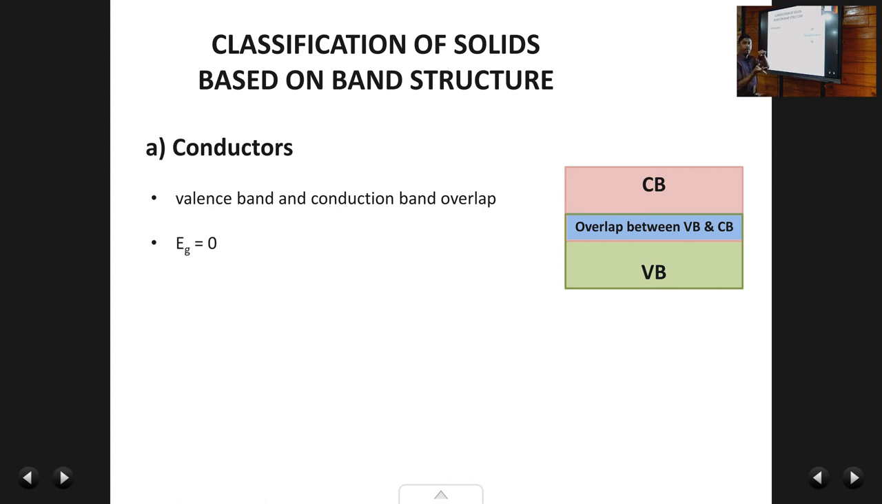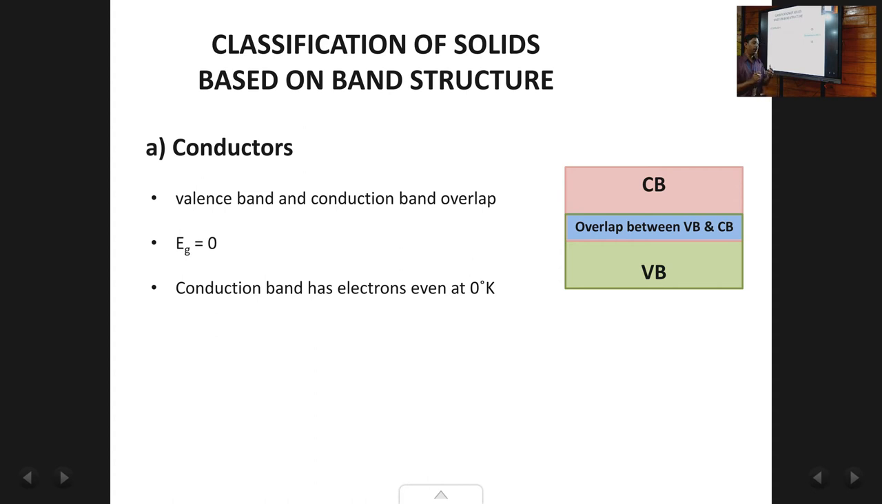So what we understand from this is, how much is the energy gap? There's no energy gap there because the two levels are overlapping. So there is no separation between the two bands. So there is no energy gap. Energy gap is zero for a conductor. So even at zero Kelvin, the least possible temperature, the conduction band always has electrons in it because of the overlap. Whatever electrons are there in the valence band, the overlapping part is also there in the conduction band.